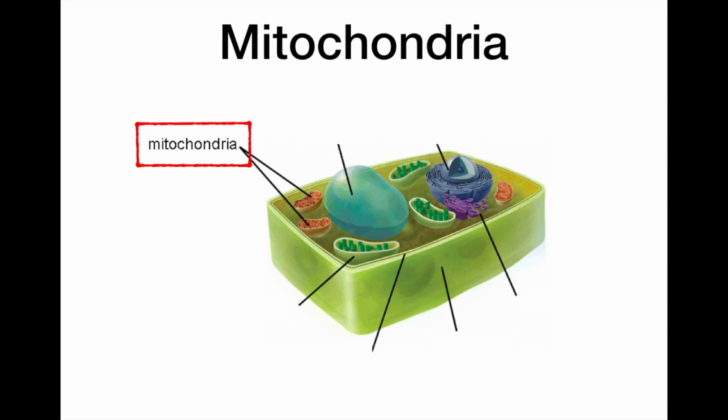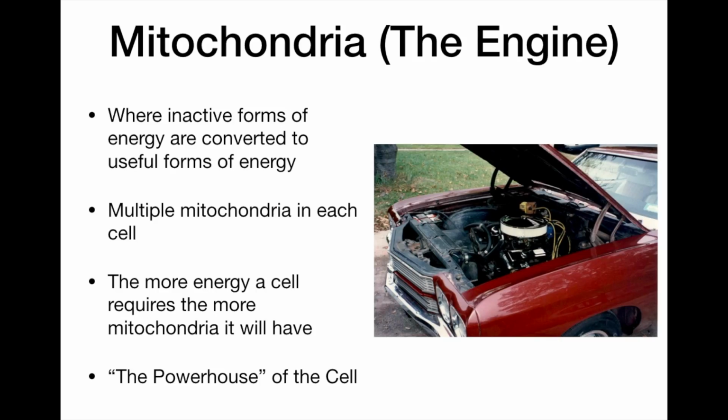The mitochondria. The mitochondria are like the engine of the cell, okay? What mitochondria do is they take particles that are inactive forms of energy and they fix it so that it can be used for energy. Multiple mitochondria can be found in every cell. The more energy that a cell needs, the more mitochondria it has. So the more mitochondria you have, the more work you can do. It's like the powerhouse of the cell. So kind of like the engine, it drives the cell. The bigger and more complex the mitochondria are, the faster it can go and the harder it can work.